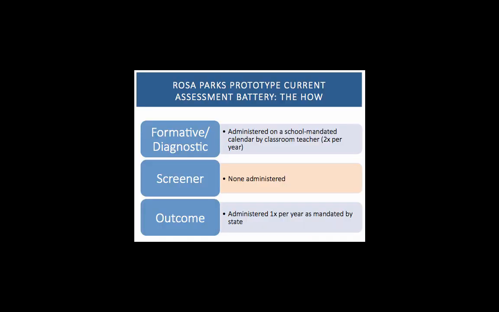Let's take a moment to return to a prototypical school, like many schools with which we have worked, the Rosa Parks. What you see on this slide is their battery when we began work with them. They had in place a number of formative and diagnostic assessments that were administered on a school-mandated calendar by the classroom teacher, often 2 times per year. These included lengthy testing of all students using informal reading inventories, something that took teachers nearly 3 weeks into the start of the school year.